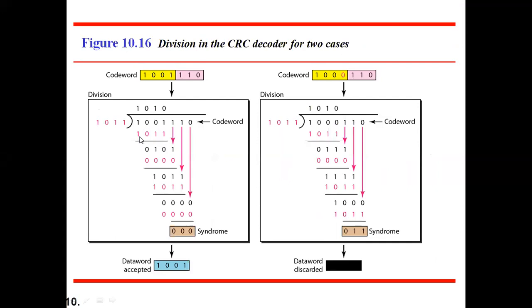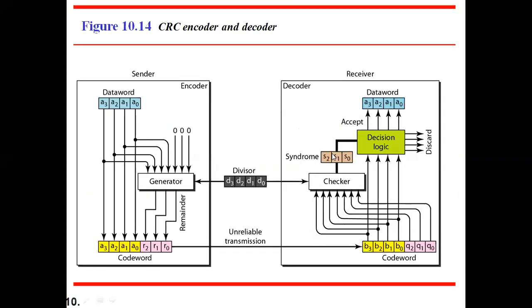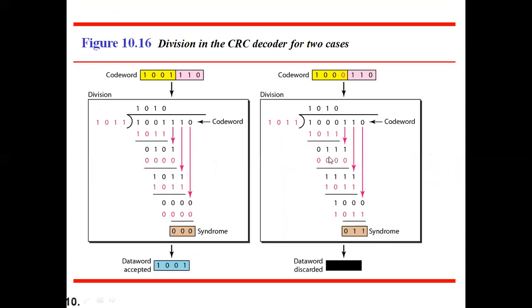So the first bit is 1, then it is going to be 1011, then every time you shift one bit. Finally, if you get a remainder of 0, that we call the syndrome bits, which is there in our diagram also. If you get all 3 bits as 0, then that is nothing but no error has occurred in the transmission, and then the data word is accepted. Is it clear when we can say that no error has occurred?